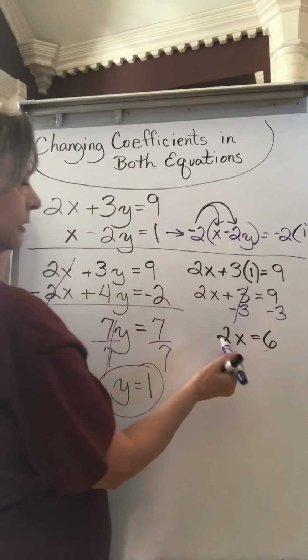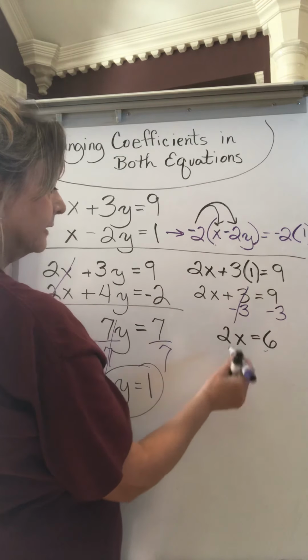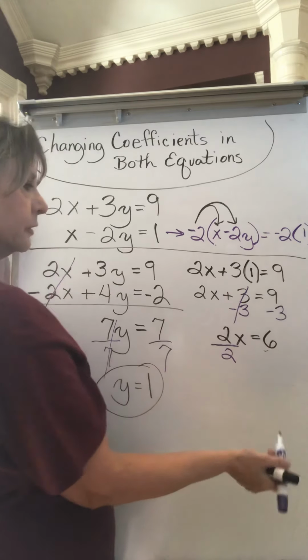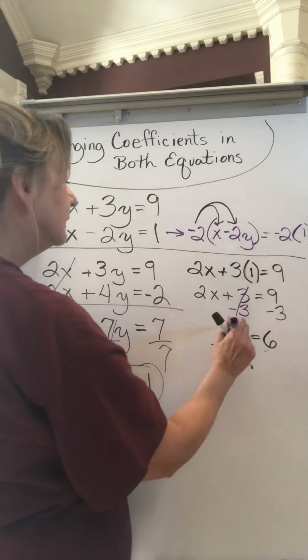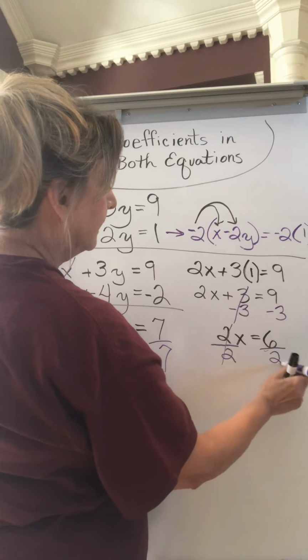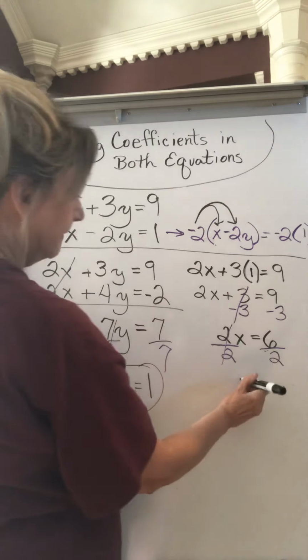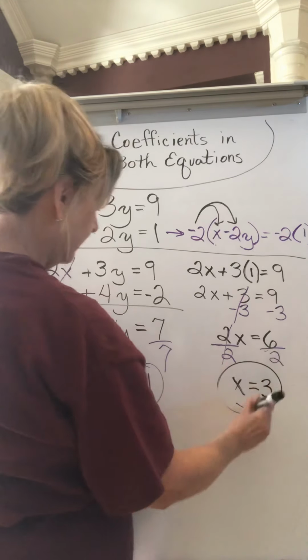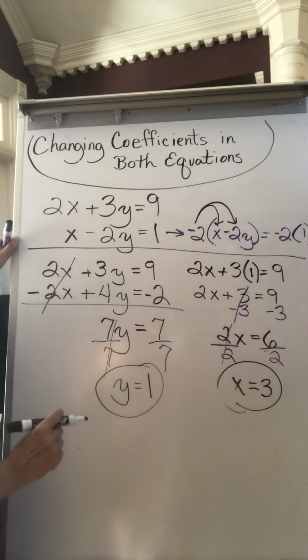Almost there. 2 times x. So if I want to get rid of 2, I have to divide, because division is the opposite of multiplying. Now I can cancel it out. 6 divided by 2. Okay, so x is going to stand for 3. Y is 1 and x is 3.